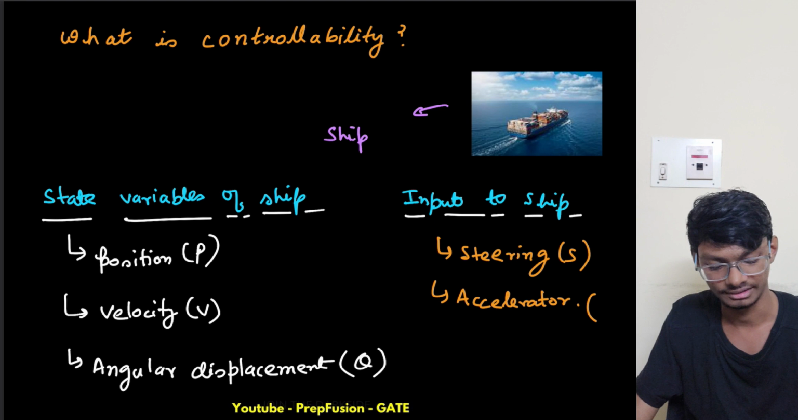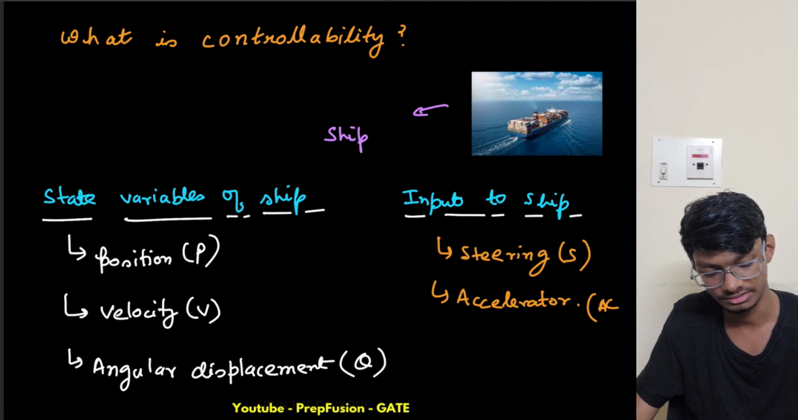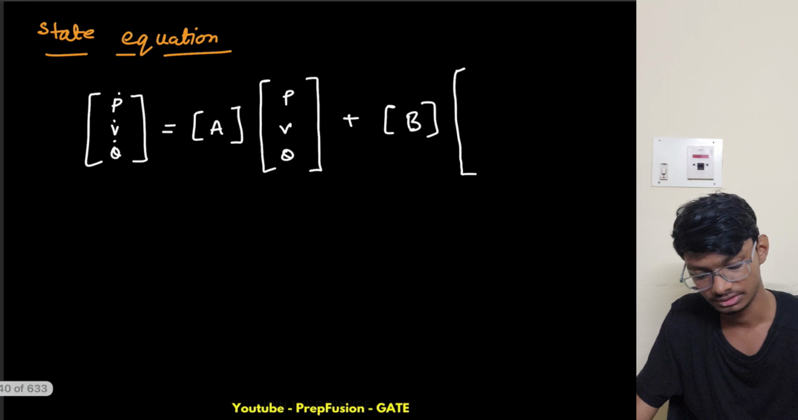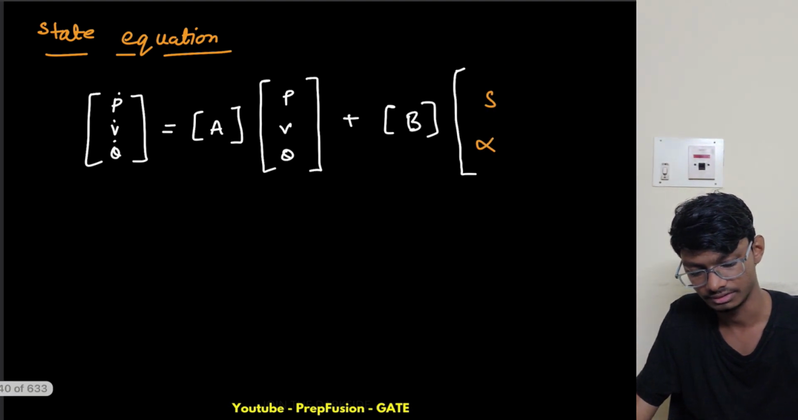So what can I write? Whatever you want to write, AC or something. Okay, let me write it as alpha. So steering as S and acceleration as alpha. So this is what I am giving as the input.